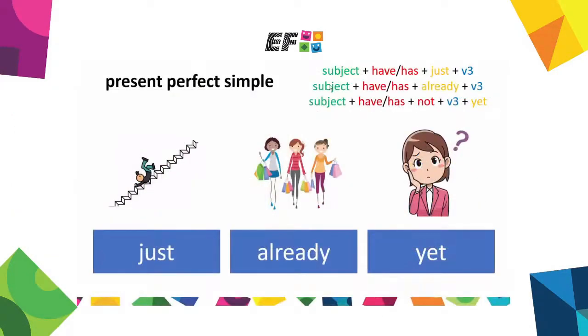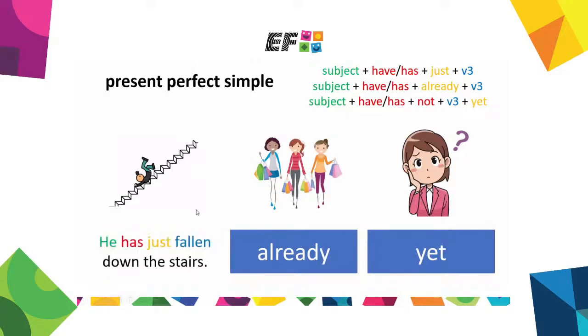Okay, yeah. Can you try making a sentence with just with this man or boy here? What do you think? Good, we're getting some good sentences here. Yeah, so he has just fallen down the stairs. Or if you want to change the subject, it's okay. My brother has just fallen. The man has just fallen. That's okay. Can I use I? If you want to use I, but we wouldn't say I has, we'd say I have just fallen.